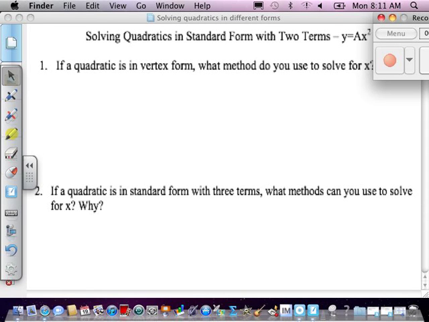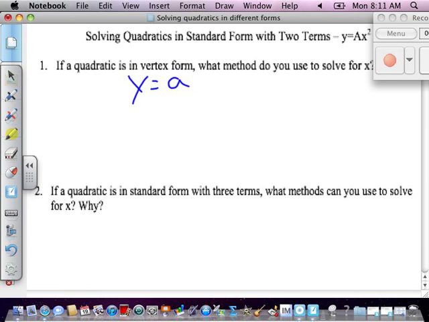Okay, if the quadratic is in vertex form, so let's write down what vertex form looks like again. Do you guys remember? y equals a times (x minus h) squared plus k. What method do we use to solve for x and y? What do we do?